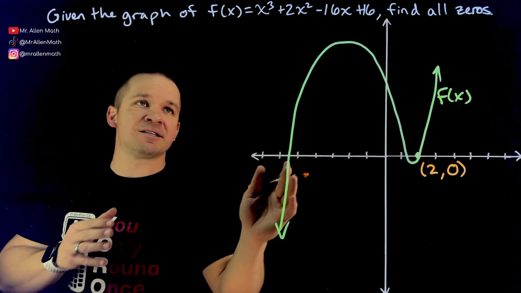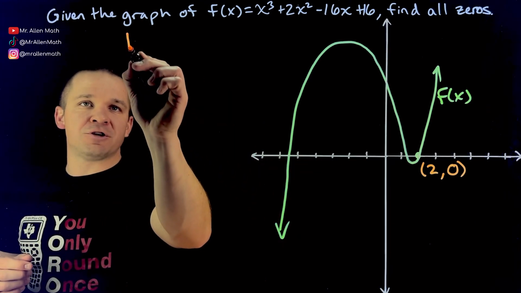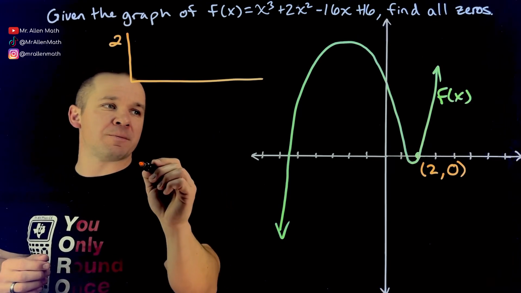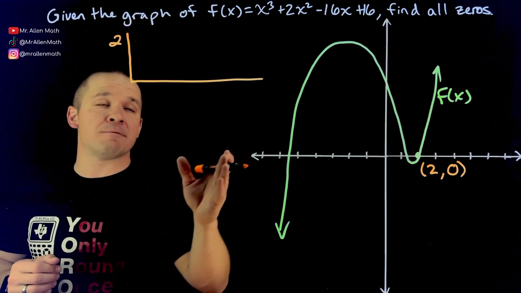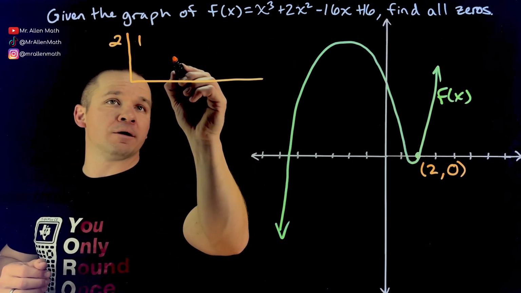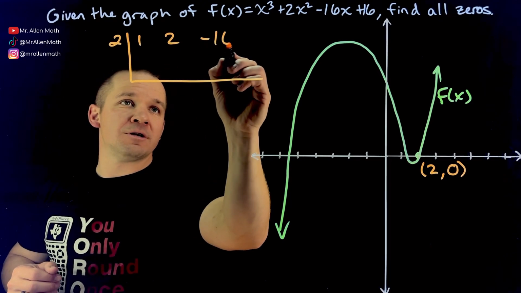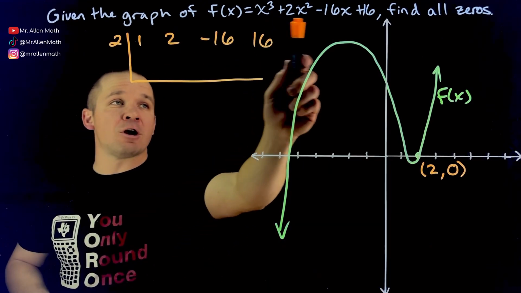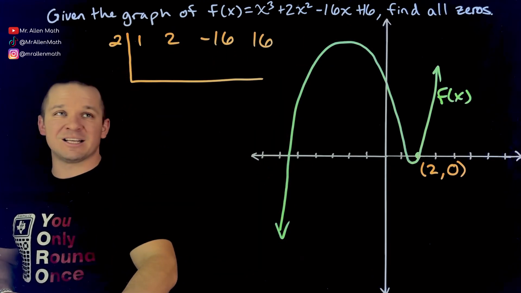So let's divide this guy out, and I'll use synthetic division to do so since it's just a linear factor there. Boom, 2 goes up in the box. It's what x equals goes up there. And then I got all my coefficients, 1, 2, negative 16, 16. If there's ever a missing term here, make sure you put a 0 in its place.